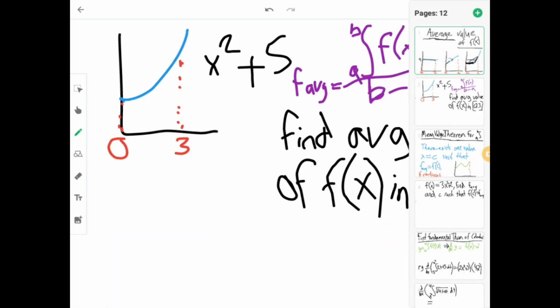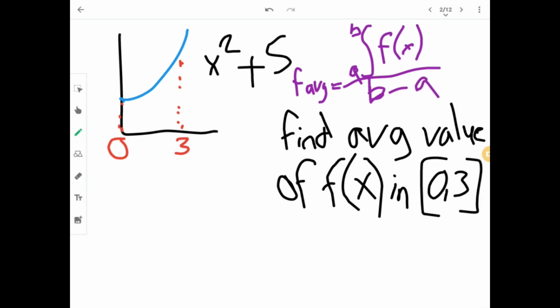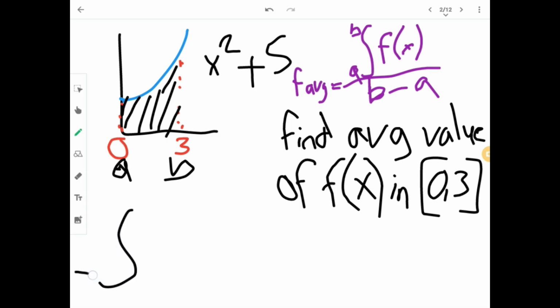So the next one, we'll take a few examples. Here, x squared plus 5. So the formula for the average value is the integral from a to b of f(x). That basically means you find the area under the graph over here. Then you divide by the width. So b minus a. So this is a, and this is b. So b minus a is the width. So then you'd find the average y value in terms of the area, you know. So if we were to do this mathematically, integral of 0 to 3 of x squared plus 5.